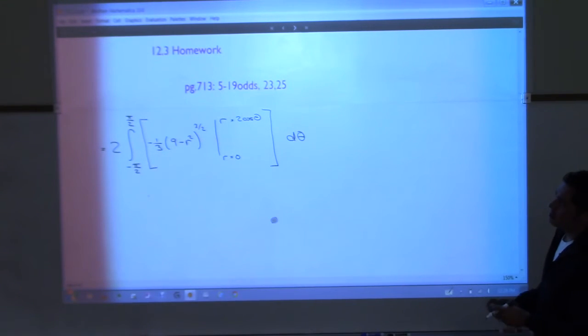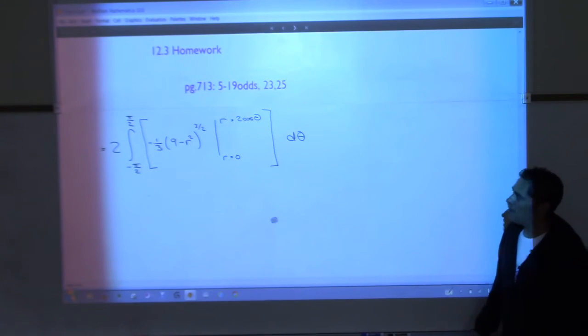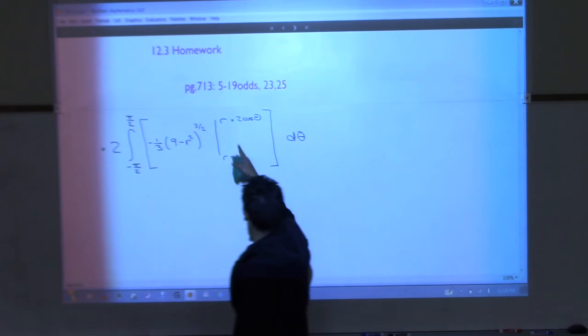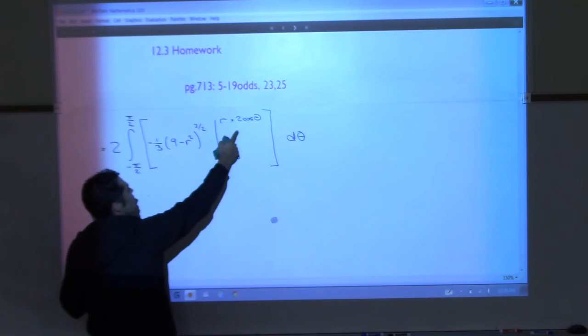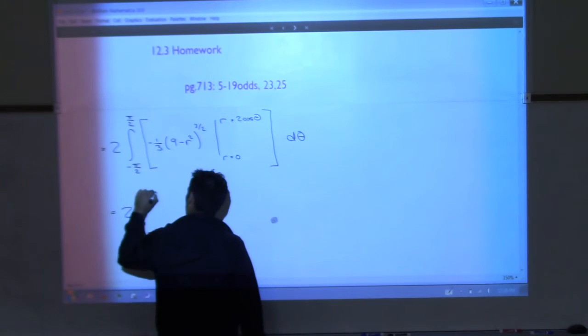Well, this looks like it sucks, doesn't it? Do you remember what the instructions said? Set up, but do not evaluate. Okay, we're about to see why the "do not evaluate" part comes in, because we're going to replace r with 2 cosine theta. And I think this is where we're going to get to a point where we're not going to know how to integrate.